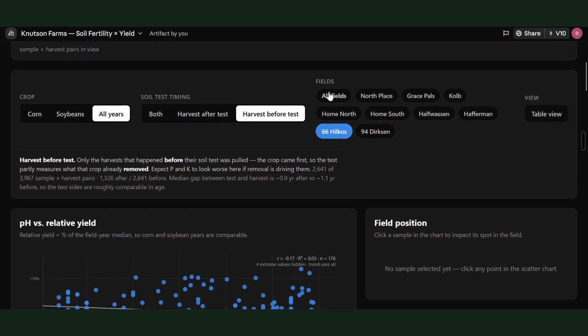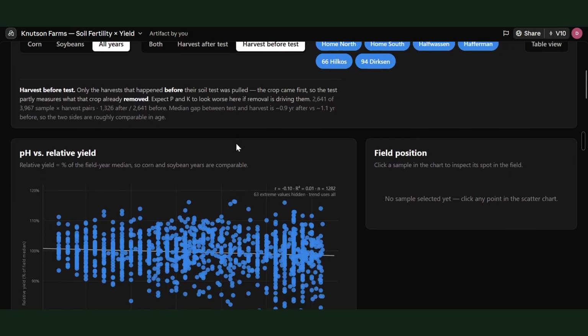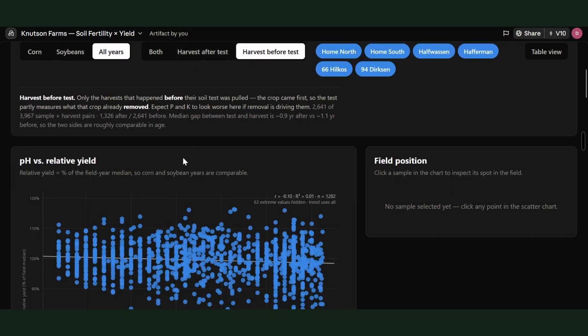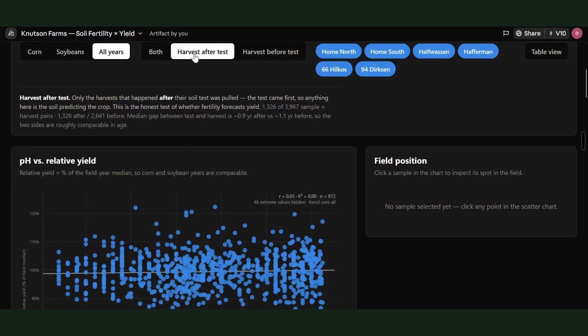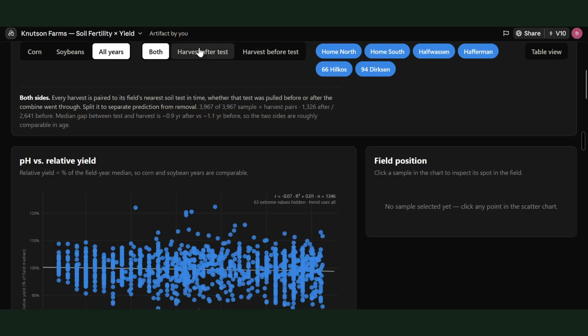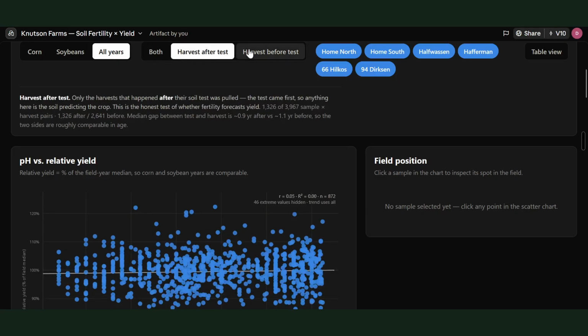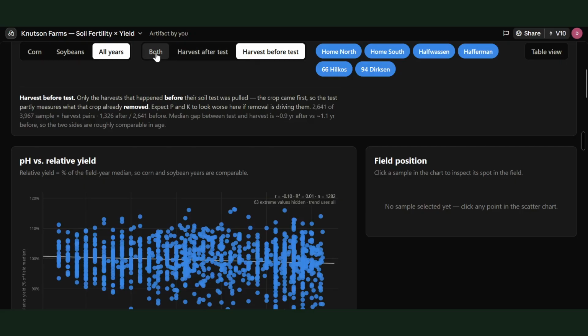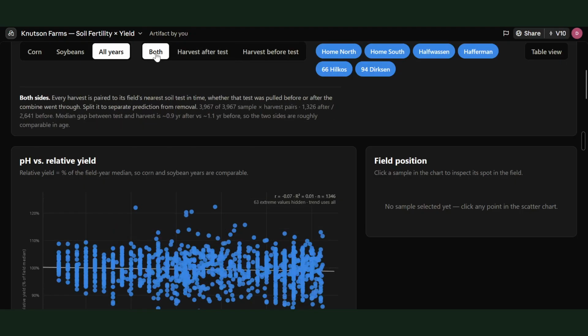So if we click onto all fields here, let's see if this really makes a difference. So pH versus relative yield. We've got the harvest before the test and the harvest after the test, and both. And you can see that it has a slightly positive correlation here, slightly negative here. Guess what? They end up canceling out. And so it looks like you just have to go on a field by field level, honestly. I was thinking this might explain why there wasn't a lot of signal coming out of it, but it honestly didn't give me an answer.